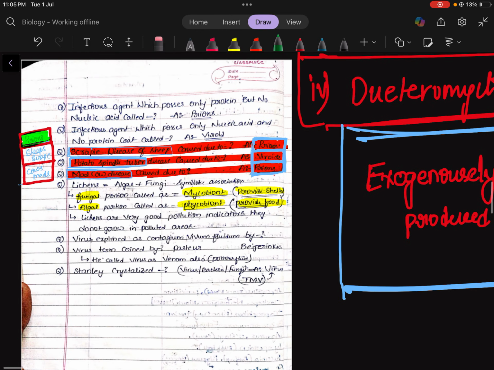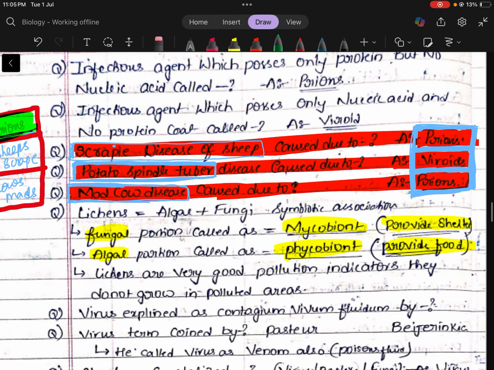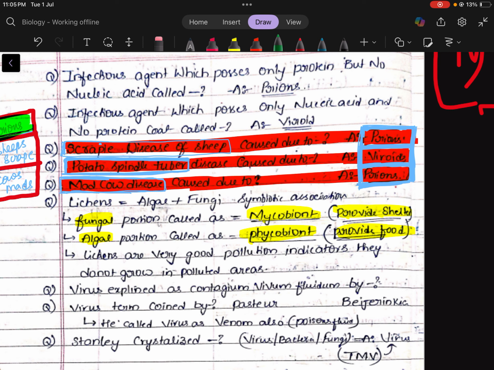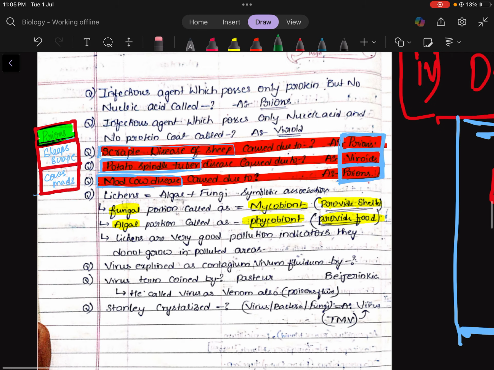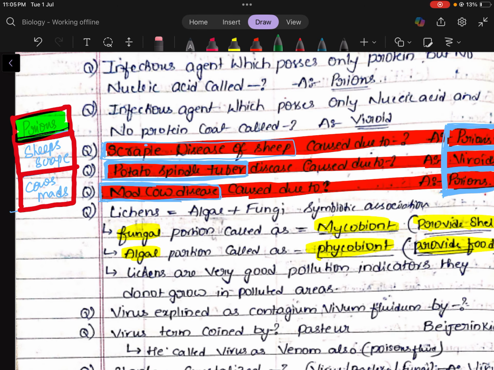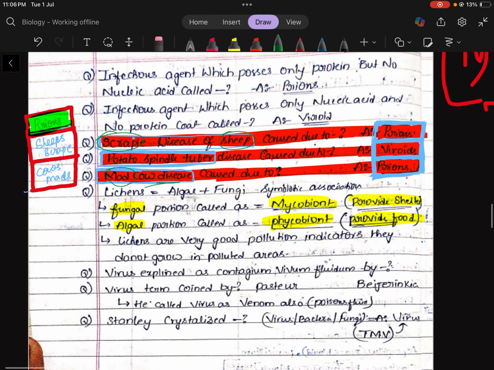So here these three are very important. Scrapie disease of sheep is caused by prions, and potato spindle tuber disease is caused by viroids, and mad cow disease is caused by prions. From prions we can see scrapie and mad cow. Scrapie of sheep and mad cow disease are both because of prions. Potato spindle tuber is for viroids.